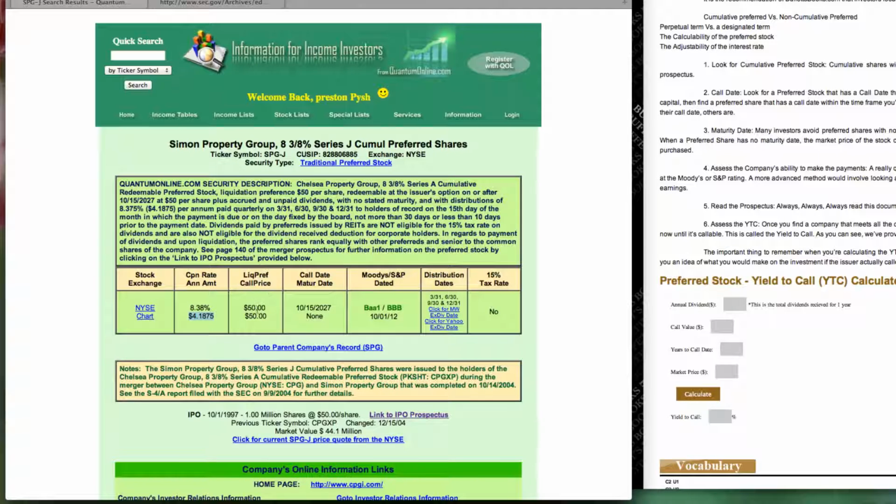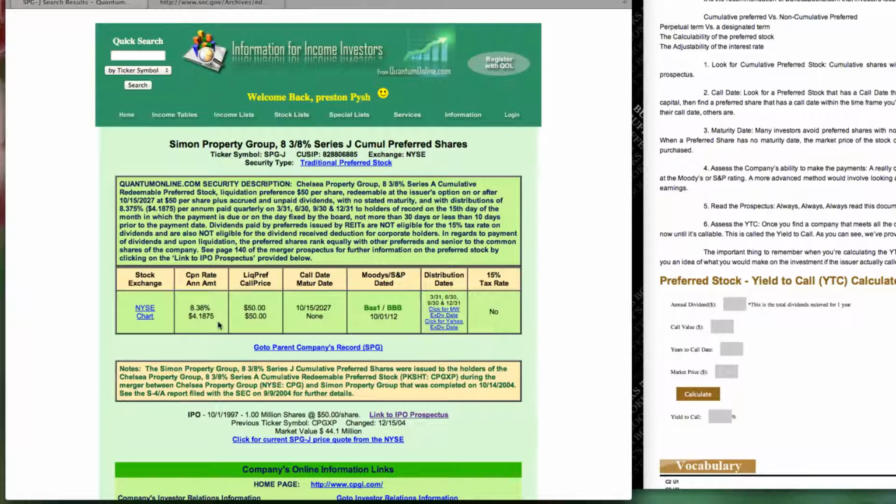Now, if they're going to call this preferred share, meaning they're going to buy it back from you, they're going to pay $50 for it. The call date on this is 2027. So we have approximately 15 years before this preferred share is going to be able to be called back. It has no maturity date, so that's something to beware of. Especially with where interest rates are right now. Interest rates are at an all-time low.